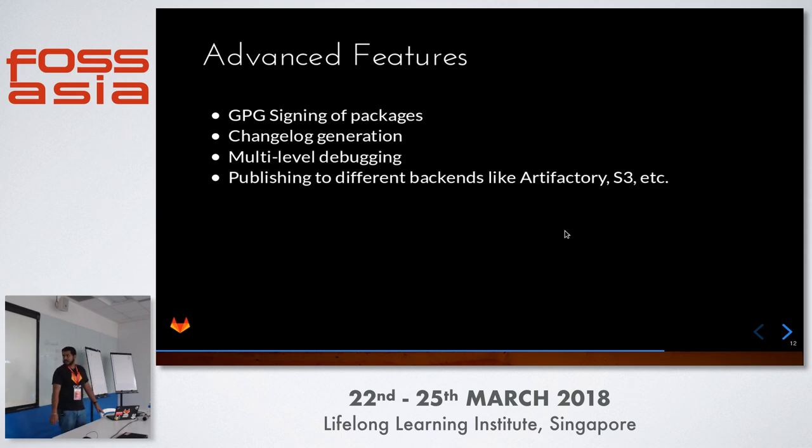The next one is multi-level debugging. You get different levels of debugging, what went wrong, like from where the sources were downloaded, whether it was picked from the cache or not, what was the output of the build process. So there is multi-level debugging. And there's automatic publishing to different backends like Artifactory, or you can push to an Amazon S3 or GCS bucket. So these are some of the advanced features that Omnibus provides you once you create your package.